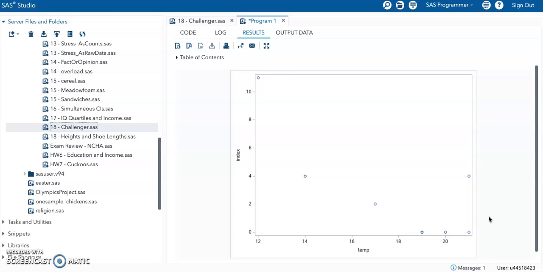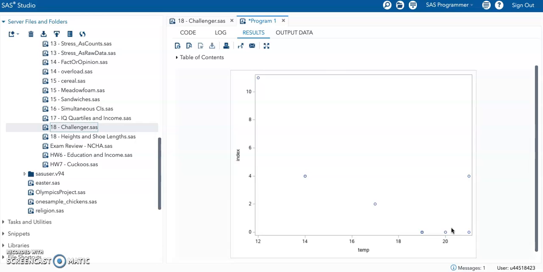In terms of the direction, though, both of those look like a negative direction. So whether it's curved or a straight line, it looks like the direction is negative. As you get lower for temperature, it looks like you're getting higher for index. As you get higher for temperature, it looks like you're getting lower for index.